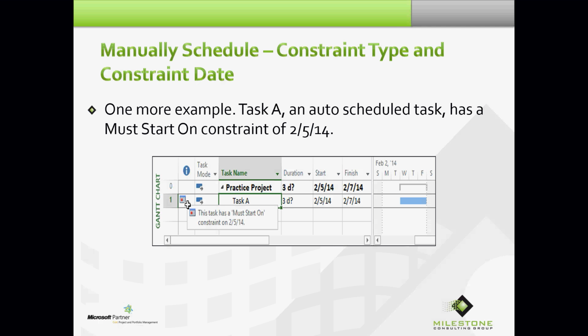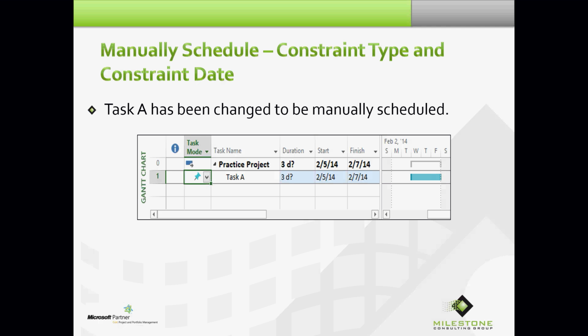One more example regarding constraints. Here I am in auto schedule mode and I put a must start on constraint of 2/5/14. Task A has now been changed to manually scheduled. Well, do you notice it's still sitting on 2/5/14, but you can't see the constraint indicator now. It's just not displayed while in manually scheduled mode.